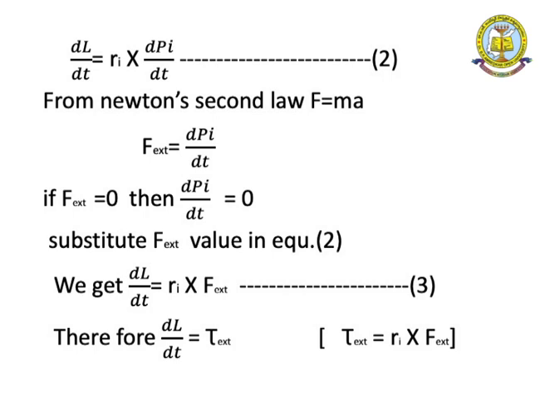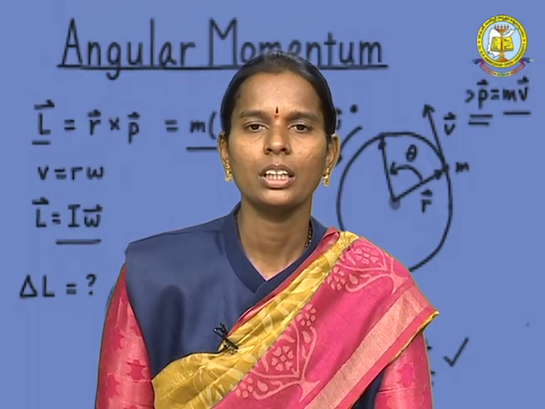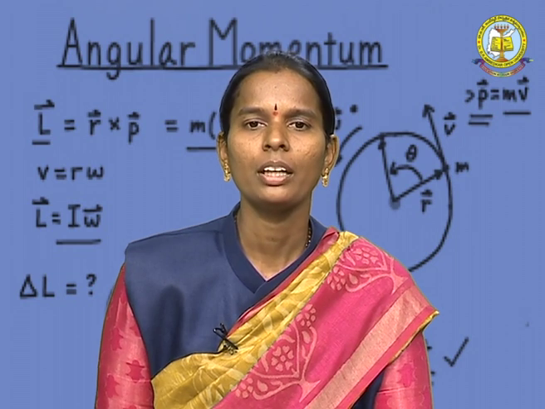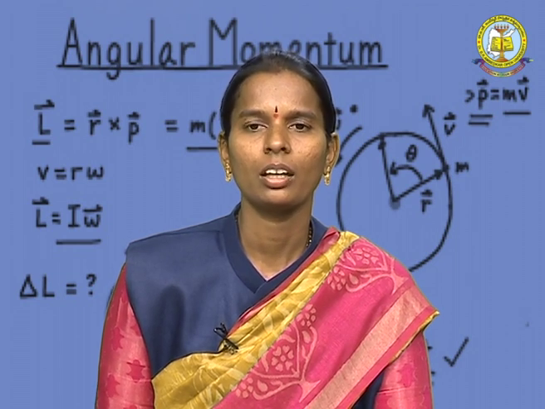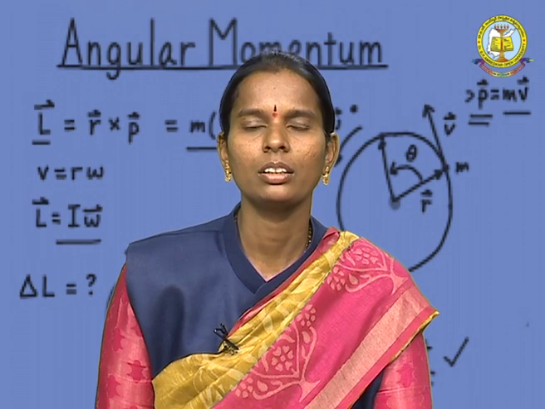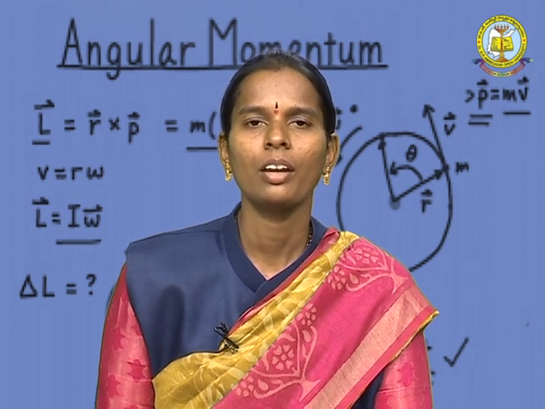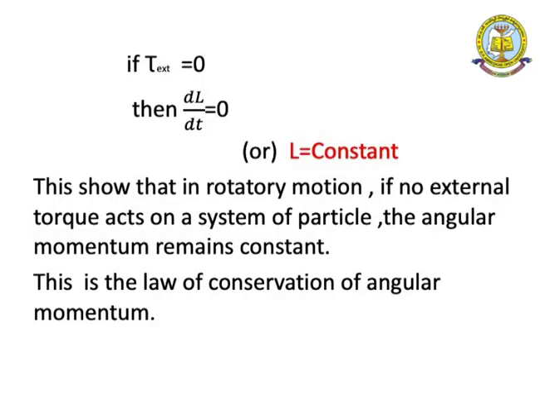If the external force is equal to 0, then dpi by dt is also 0. Substituting this value in equation 2, with dpi by dt as the external force, we can write dL by dt equal to ri cross F external. Therefore dL by dt is equal to the external torque, since torque is equal to r cross F external.